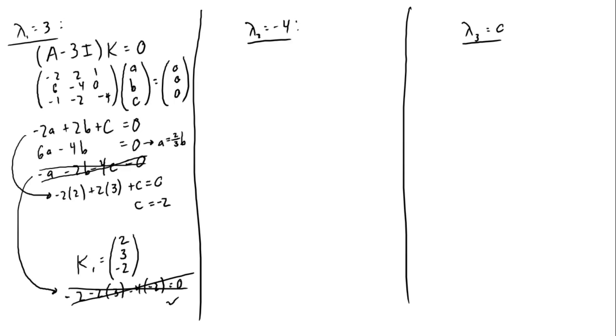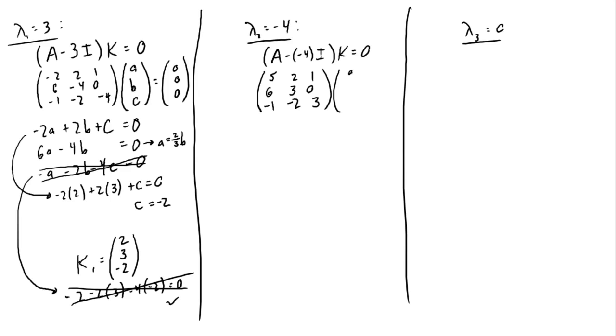Okay, let's move on to lambda 2 equals negative 4. So again, I'm going to do A minus negative 4 times I times k is equal to 0. So this time I'm going to take the main diagonal and add 4 to each of those entries. So if I add 4, I get 5, 2, 1, 6, 3, 0, negative 1, negative 2, 3.